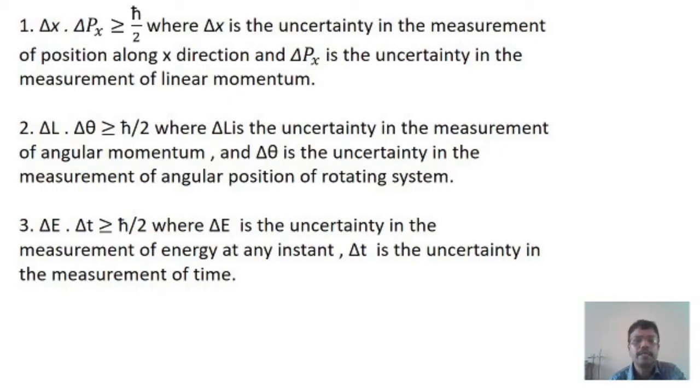Similarly, delta L is the uncertainty in the measurement of angular momentum, delta theta is the uncertainty in the measurement of angular displacement. Then delta L . delta theta is also greater than or equal to h cut by 2. Similarly, delta E . delta T is greater than or equal to h cut by 2. This is the third Heisenberg uncertainty relation. Delta E is the uncertainty in the measurement of energy, delta T is the uncertainty in the measurement of time. In this way, three uncertainty relations are formulated.